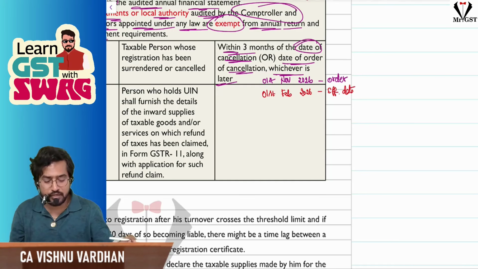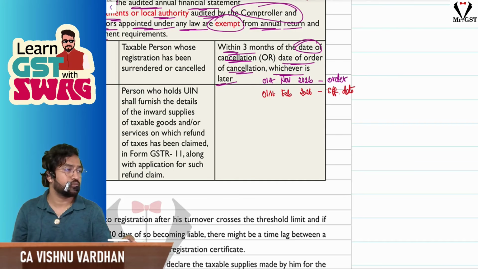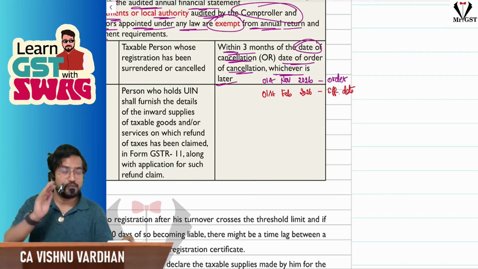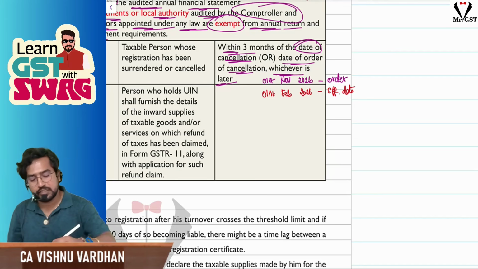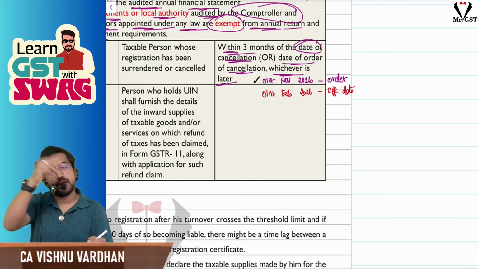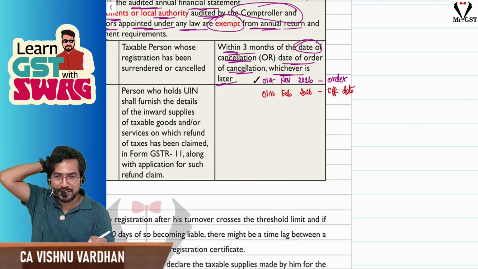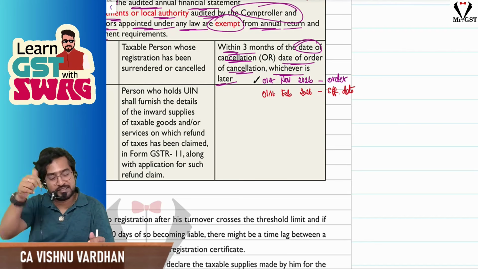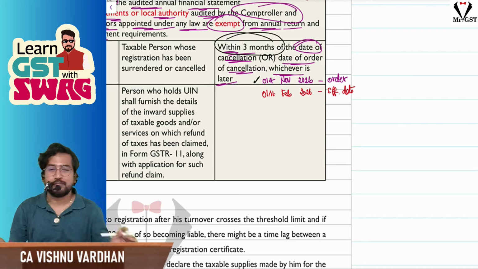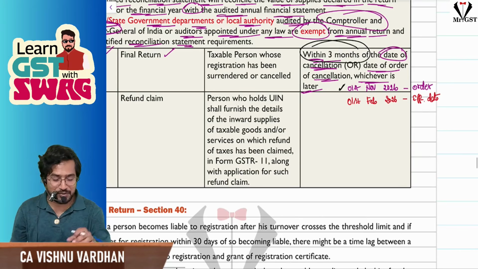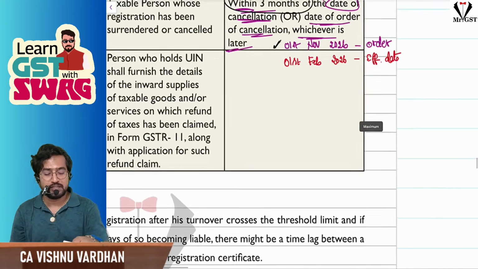Now you should file the final return within 3 months from which date? 1st November or 1st February? If you consider 1st February, the 3 months are already over. Whichever is later. Which is later? Sorry, 1st November is later. So the order or cancellation date, whichever is later, from that 3 months. Okay. Right. Shall we proceed?